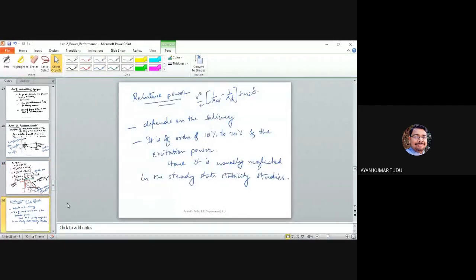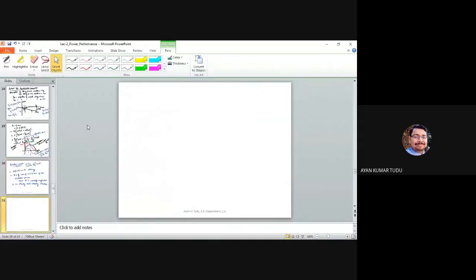The stiffness of a particular machine is defined by a term known as the synchronizing power coefficient, or electrical stiffness of a synchronous machine. So what is it? Let us see it mathematically, or analytically.